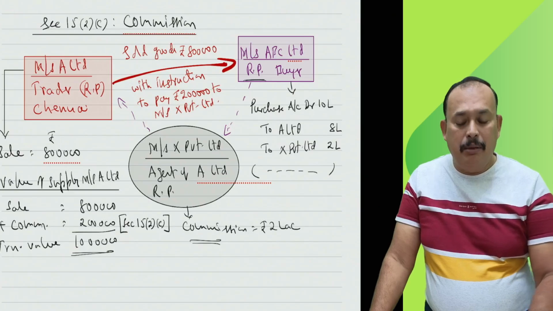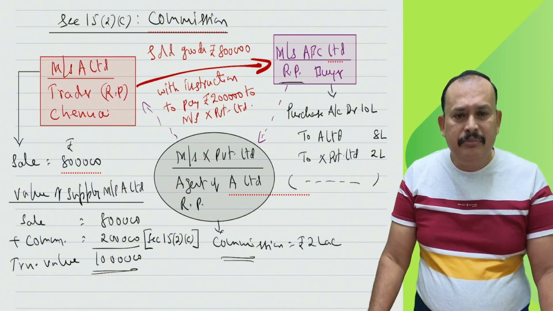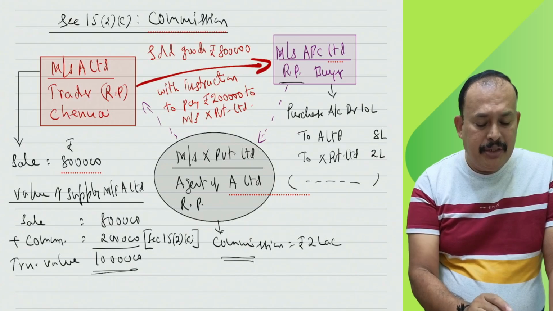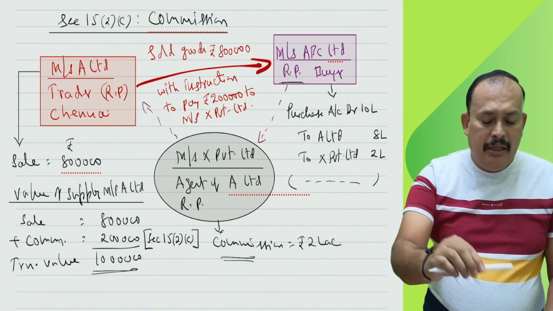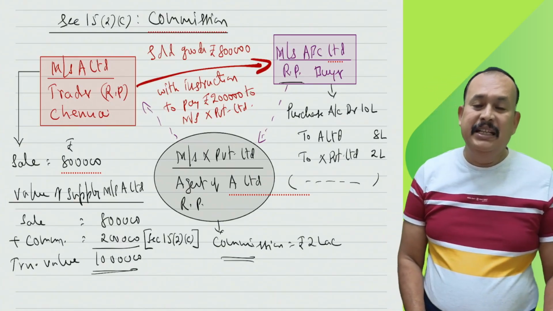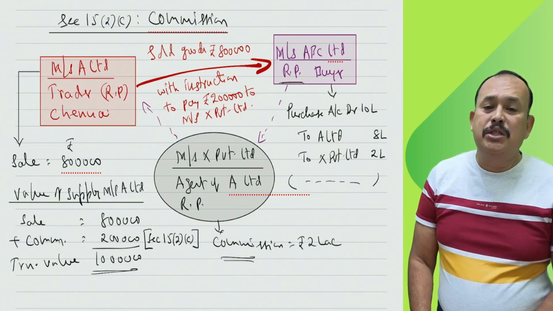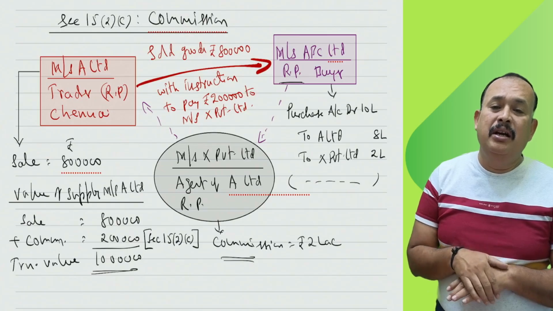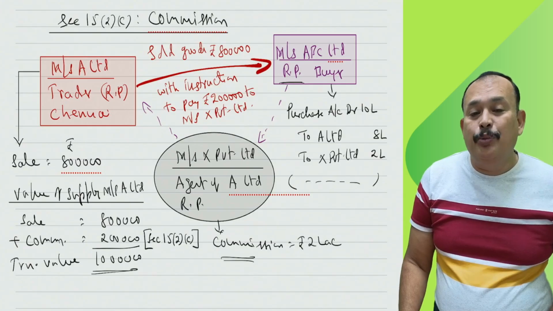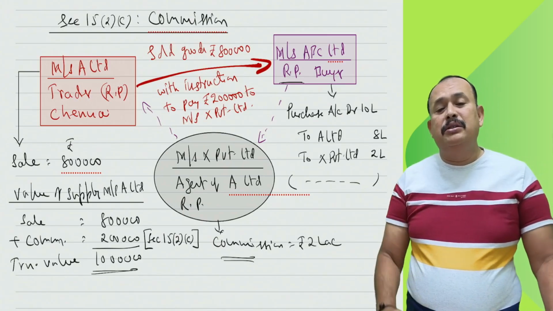Yes. Commission, brokerage, and if you refer here, carefully you understand this. Sir, in the given case, my client here is Mr. A Limited. Let us say A Limited is my client, a trader, registered person, Chennai. Sold the goods for 8 lakh rupees to ABC Limited, with instruction to pay 2 lakh rupees to X Private Limited. Why should X Private Limited get 2 lakh rupees?